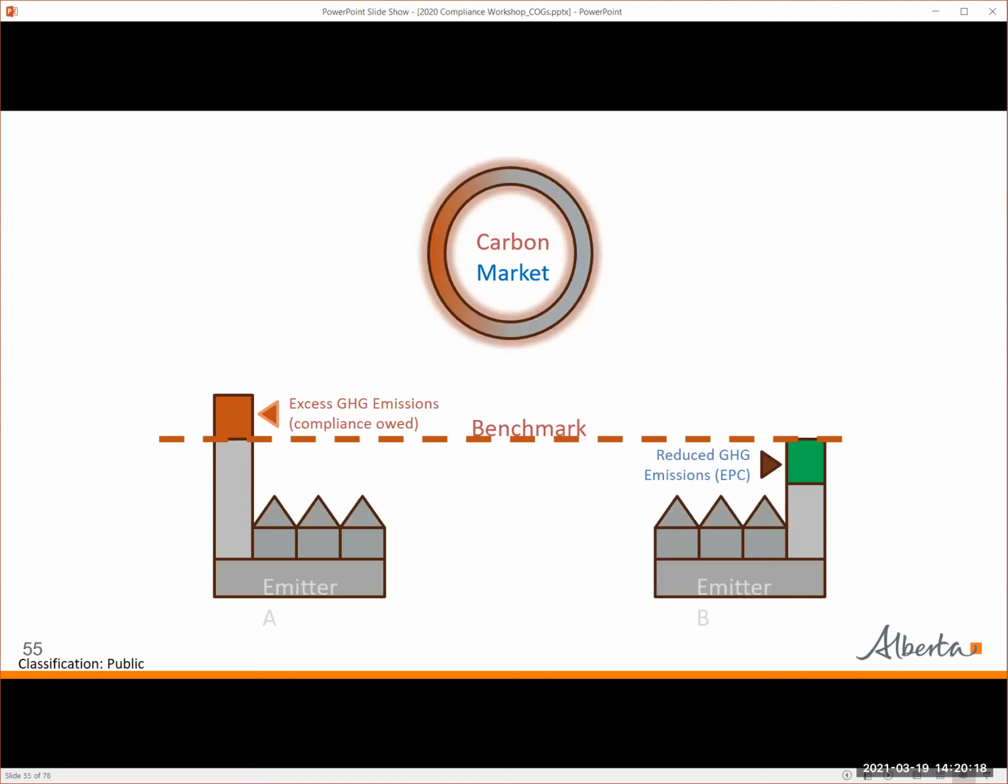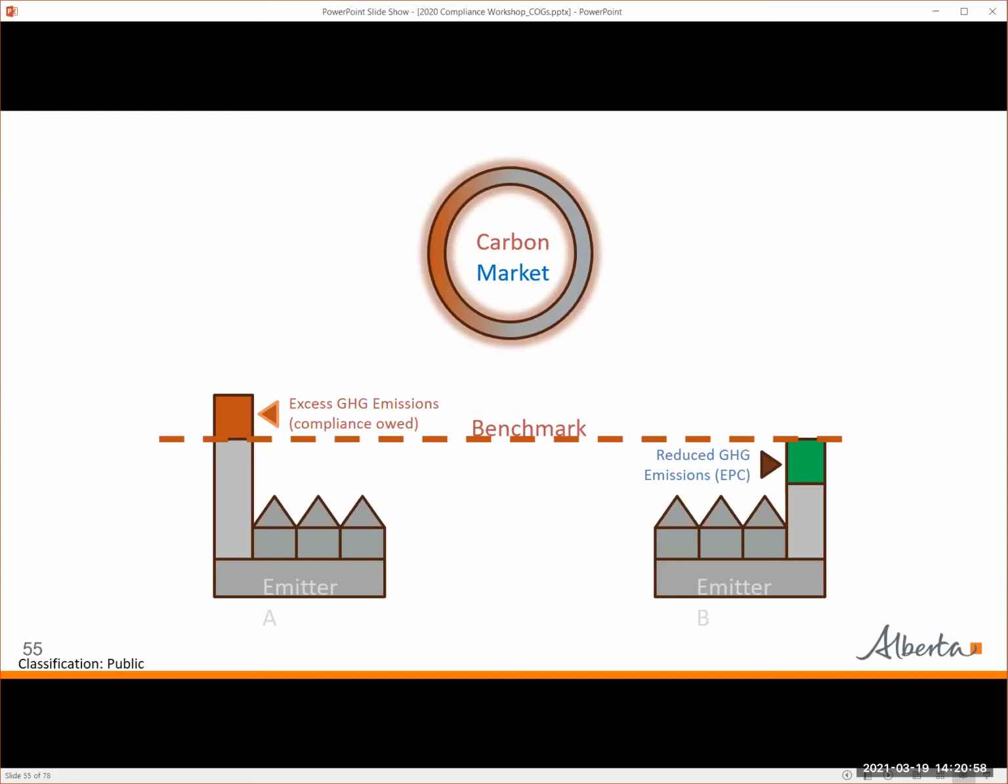Each regulated facility, and in this example we have facility A and facility B, will have an assigned benchmark. Facilities like facility A, who emit more than their benchmark, owe a true-up obligation. That obligation can be met using emissions performance credits or Alberta-based emissions offsets purchased on Alberta's carbon market or banked by an organization, or by paying the carbon price for the compliance year, for 2020 that'd be $30 a ton, into the TIER compliance fund per ton of emissions owed.